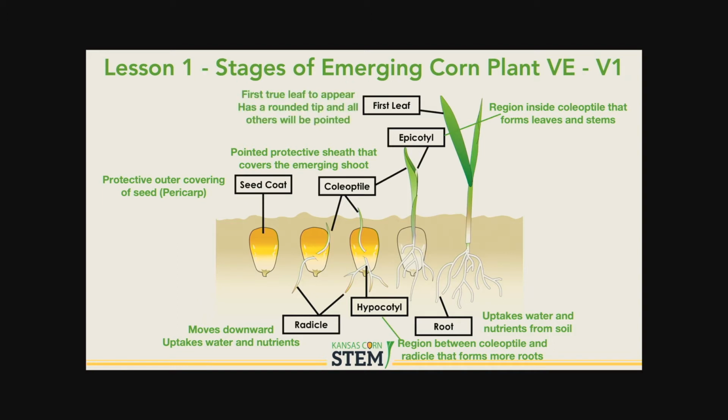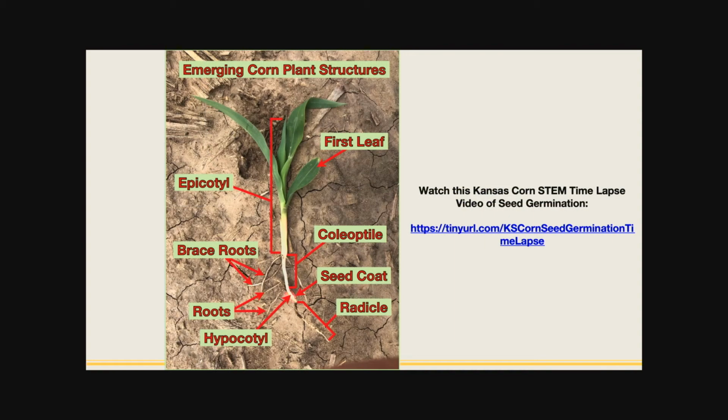Now, this is the first true leaf right here. And the cool thing about this leaf is it's going to have a rounded tip, okay? All other leaves that come from there are going to have a nice pointed tip. But that first one, you can definitely identify it as the first leaf by having a nice rounded tip on there. And here's a corn plant from the field. This is like a V2, meaning it has 2 leaf collars that we'll see right here. Actually, this looks more like a V1, I would say.